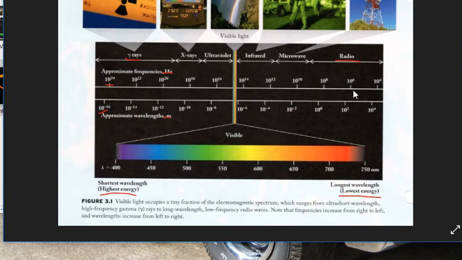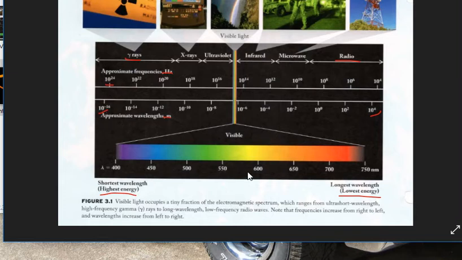So again, for a recap, radio waves have a very low frequency. They have a very long wavelength, 10,000 meters, and they have the lowest amount of energy. Gamma rays have high frequency, short wavelength, high energy.